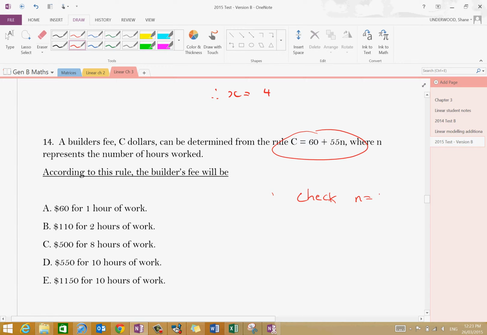If N is equal to 1, just substitution. Does C equal 60? No, it doesn't, because 55 plus 60 is 115. So that's out. 2 hours work: 2 times 55 is 110, plus 60 is not 110. $500 for 8 hours work. Well, 8 times 55, doing it in my head, is 440. 440 plus 60 does equal $500. So with substitution, therefore, the answer was C.